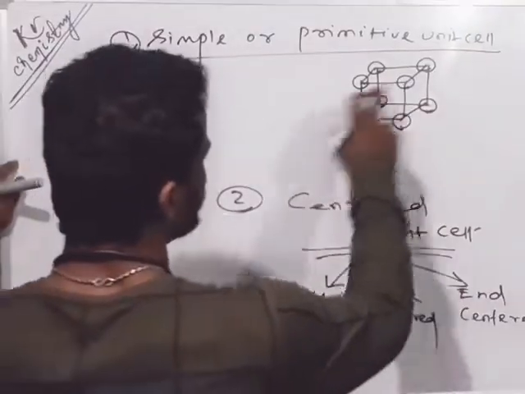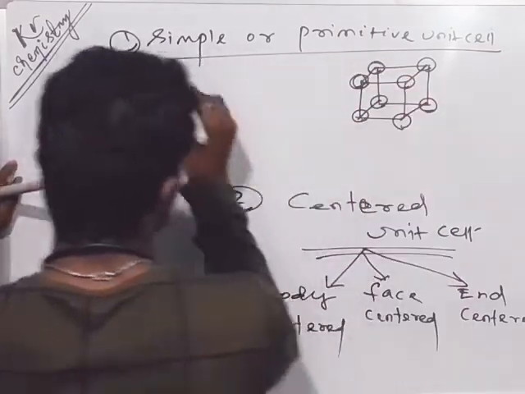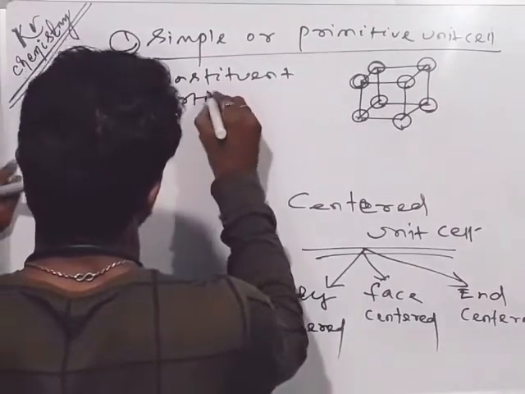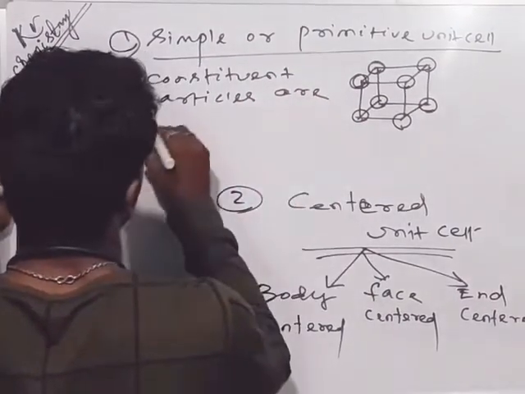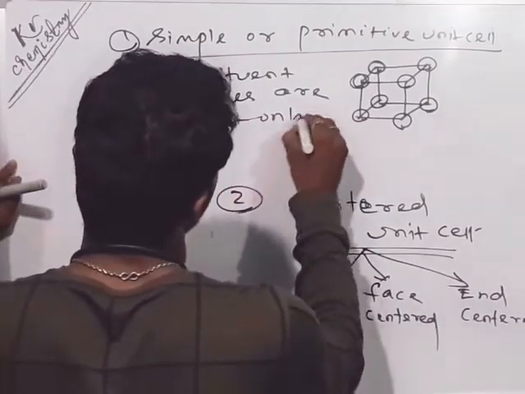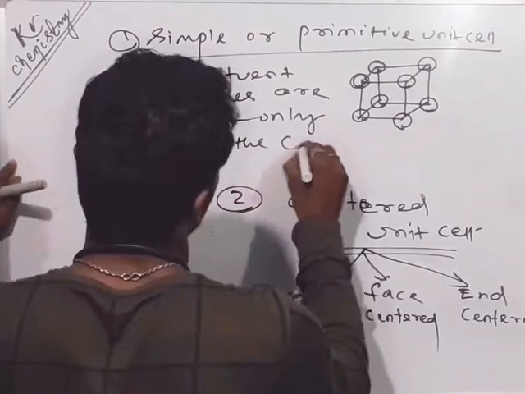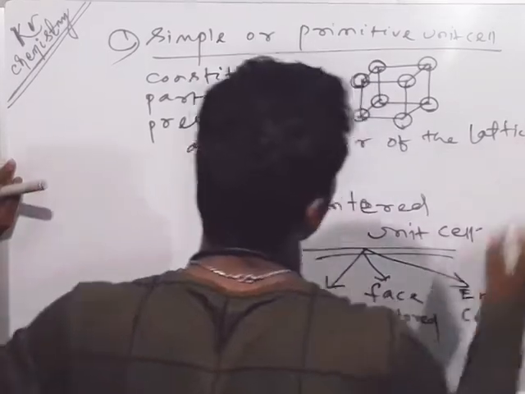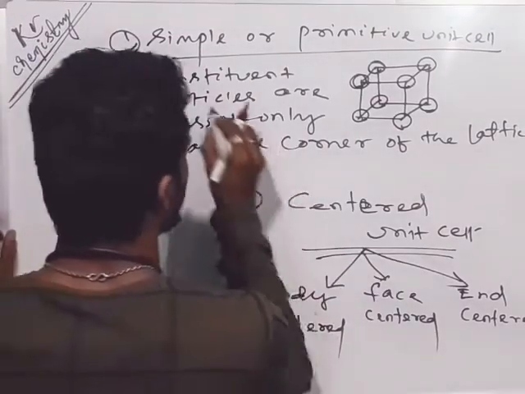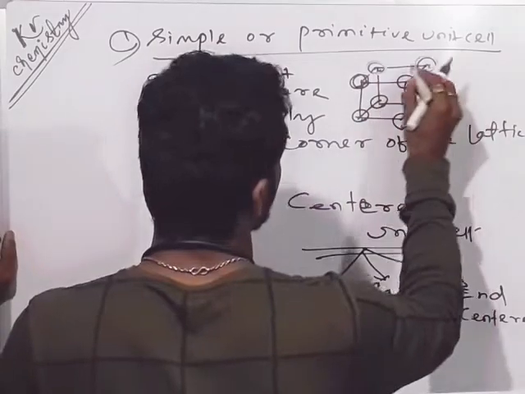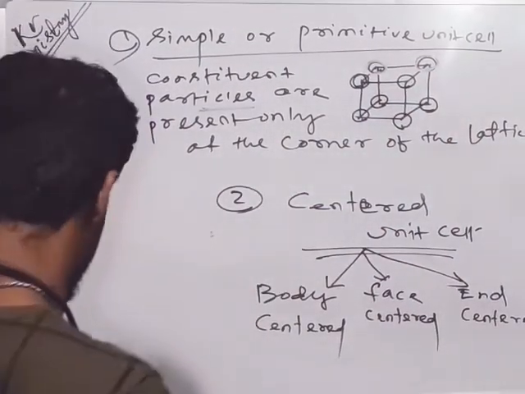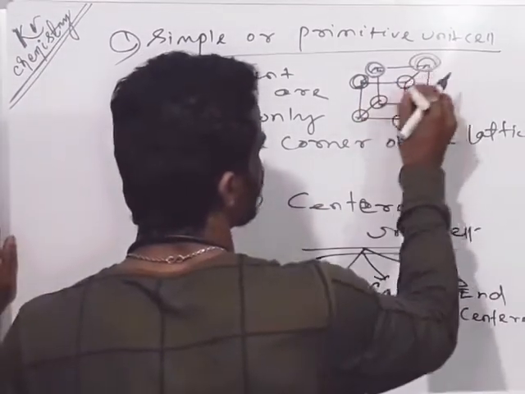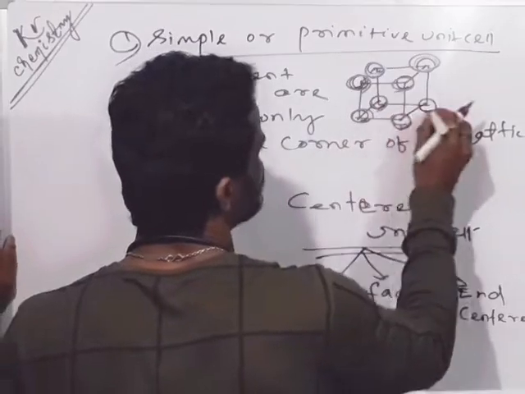In a simple cubic unit cell, the constituent particles are present only at the corners of the lattice. That is a simple cubic unit cell. If the particles are present only at the corners of the lattice, then this is called a simple cubic unit cell. Only at the corners.